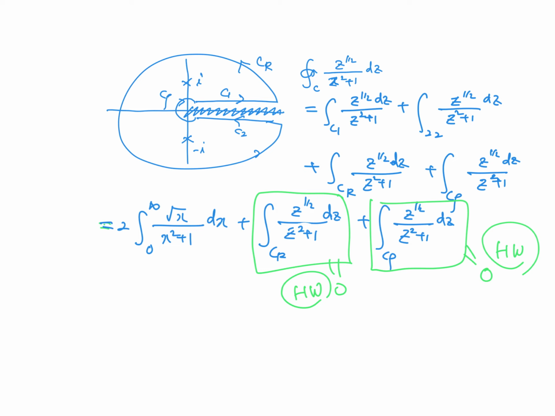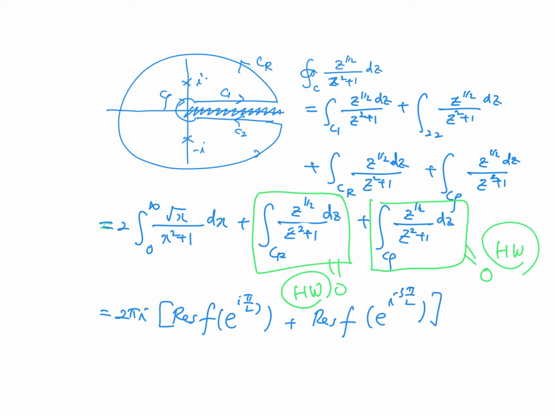Then the answer is 2 pi I residue f at exponential I pi over 2 plus residue f at exponential I 3 pi over 2, right? So this point I is exponential I pi over 2, and this is exponential I 3 pi over 2. So f(z) is simply z to the 1/2 over z squared plus 1.